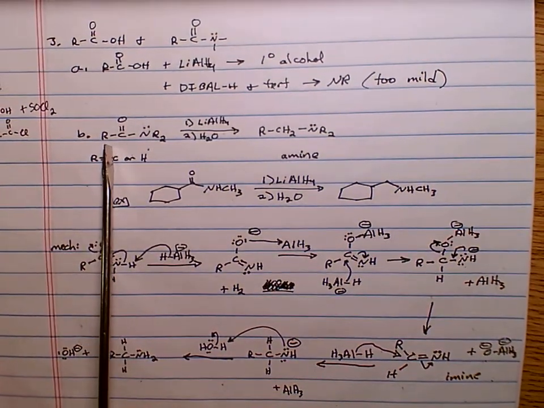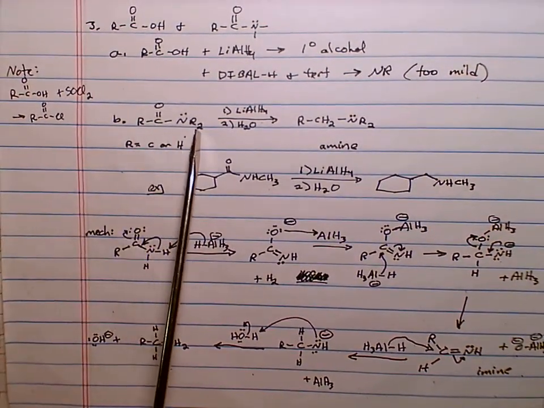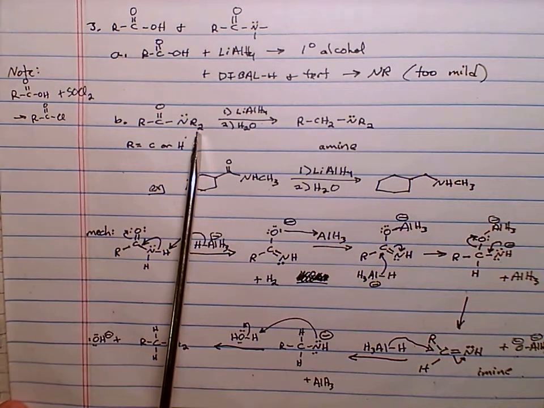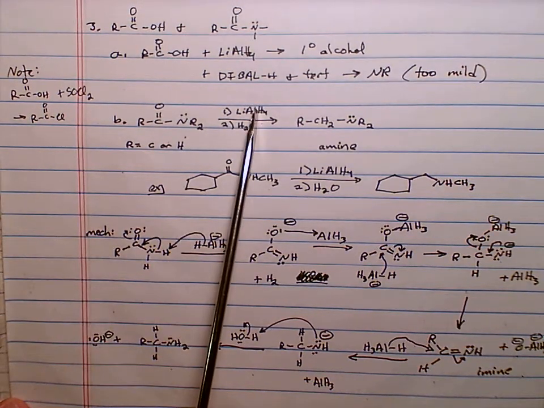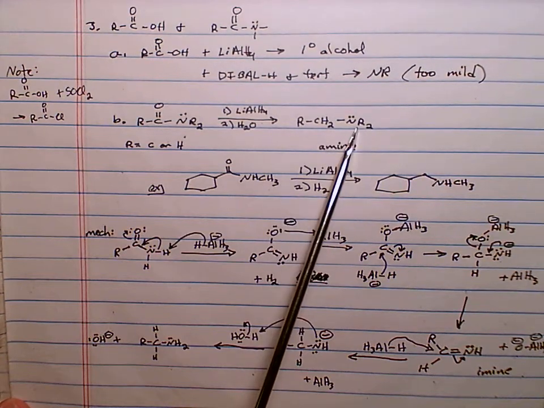If we look down here, RC double bond O NH2, we've got our amide here, and lithium aluminum hydride changes it down to the primary amine.